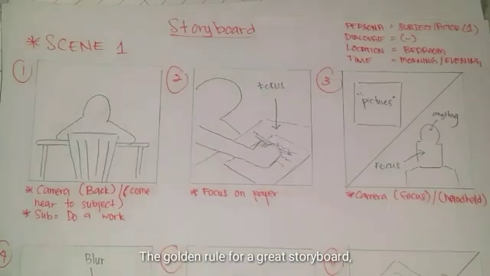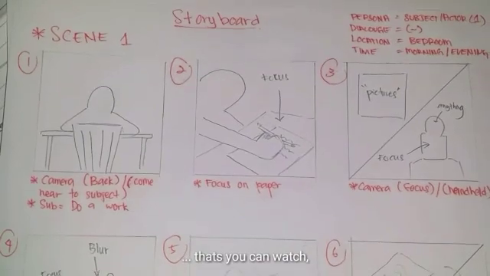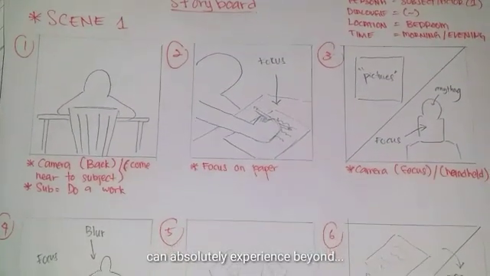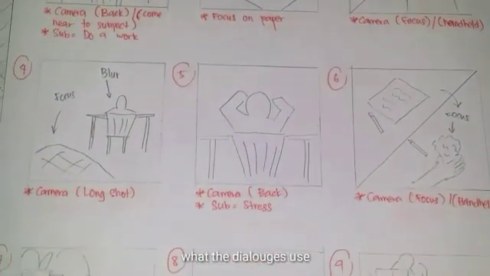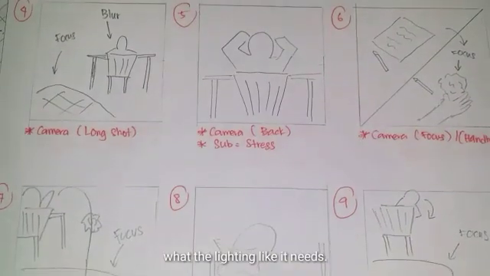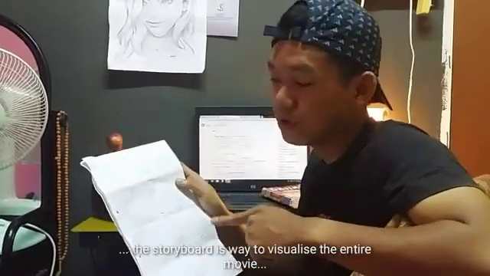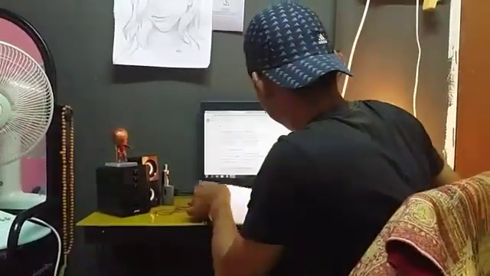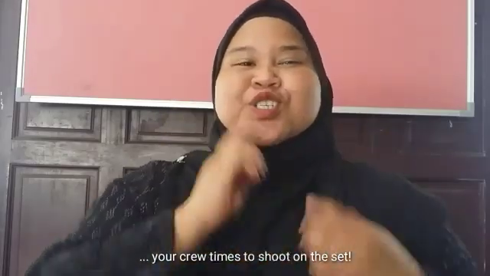The golden rule for a great storyboard is simple. A good storyboard is one that you can watch and absolutely experience, beyond just what the camera angle is and what happens, what the dialogue is, what lighting it needs, to all of the details that you would need in a short film. The storyboard is important for me because it is a way to visualize the entire movie in advance. Moreover, the storyboard can save your crew's time shooting on the set.